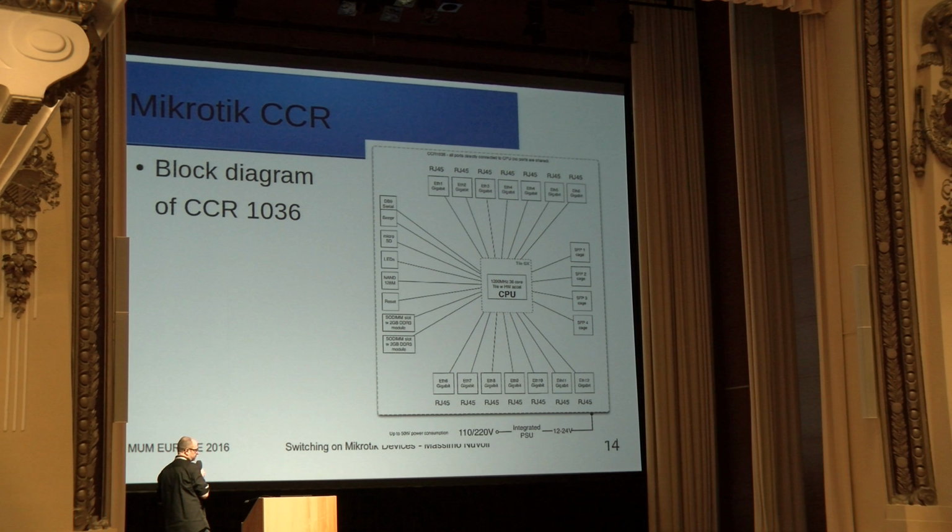And finally, but not less important, the CCR device. There is only one CCR device that has a switch, the 1009, I think, okay? It is the only one that I remember. In the CCR devices, all interfaces are directly connected to the core, to the CPU. So we don't have a switch. We can do only bridging in this kind of device.